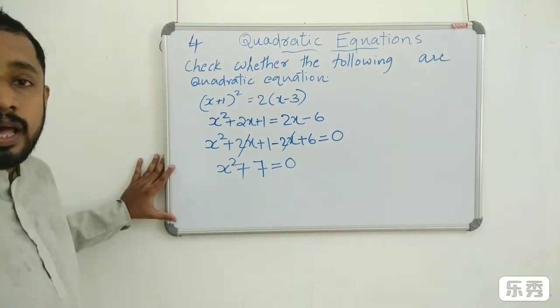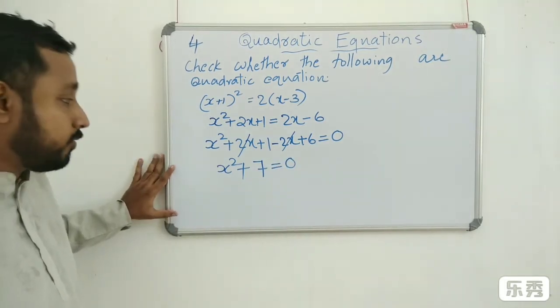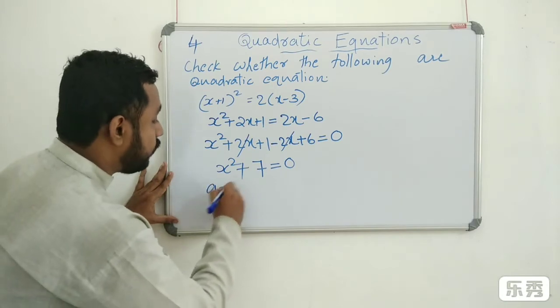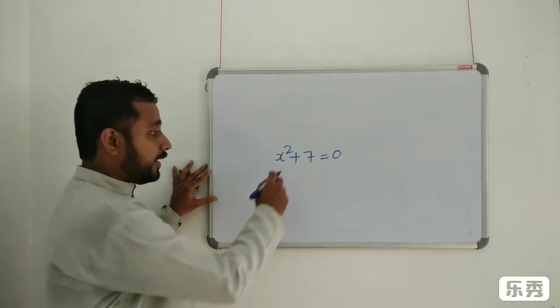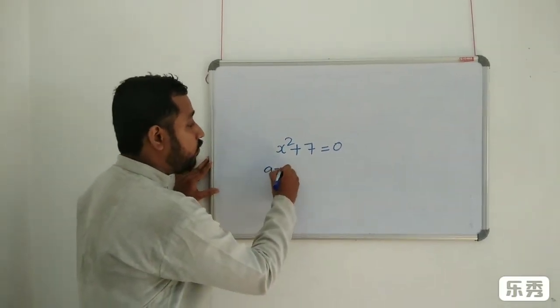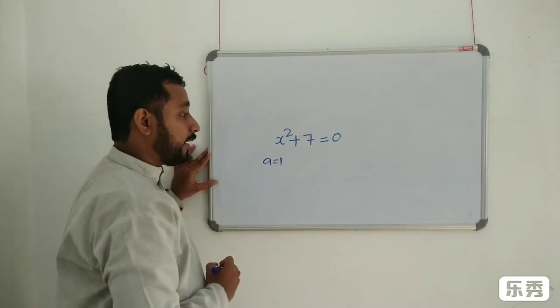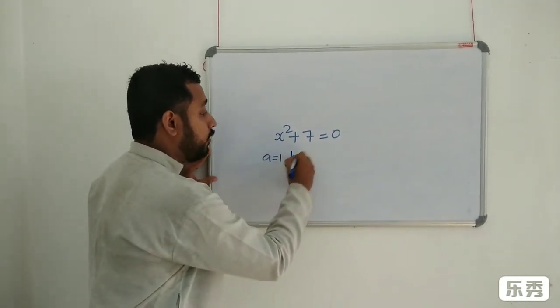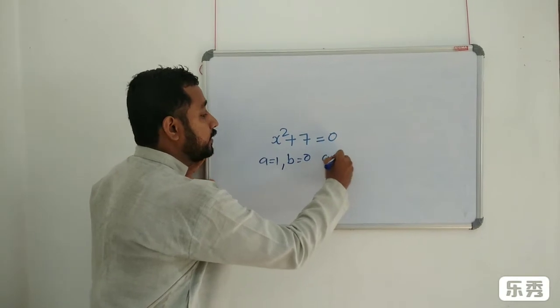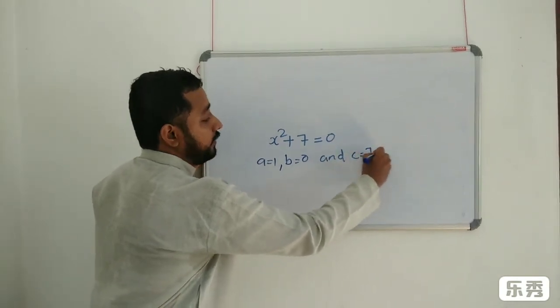This is an example of a quadratic equation. Here a is equal to 1, there are no terms of x, therefore b is equal to 0, and c is equal to 7.